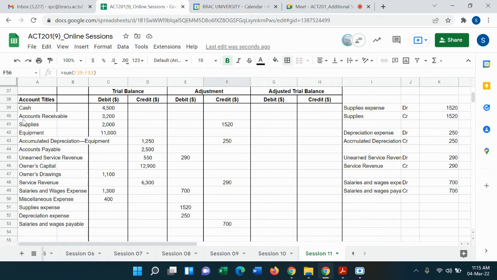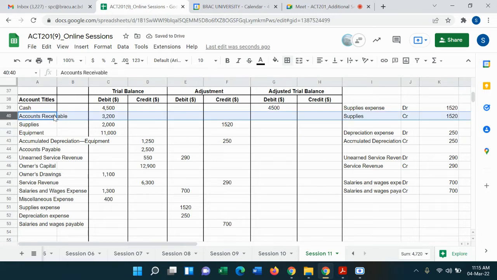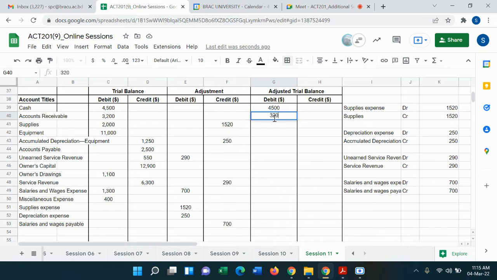Now we need to prepare the adjusted trial balance. There was no adjustment regarding cash, so cash will be debited. Cash was debited, that's why in the debit column 4500. There was no adjustment regarding the accounts receivable. So 3200.